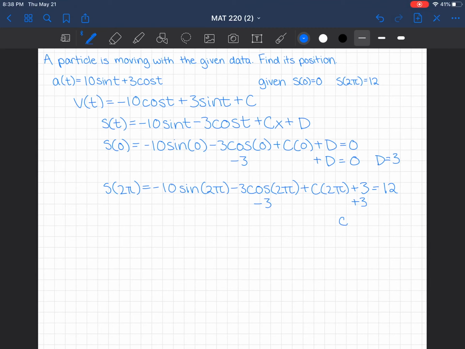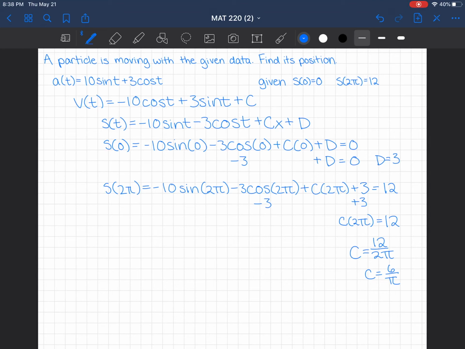So we'll just be left with c times 2 pi is equal to 12, or c is equal to 12 over 2 pi, which we can also simplify to c is equal to 6 over pi.